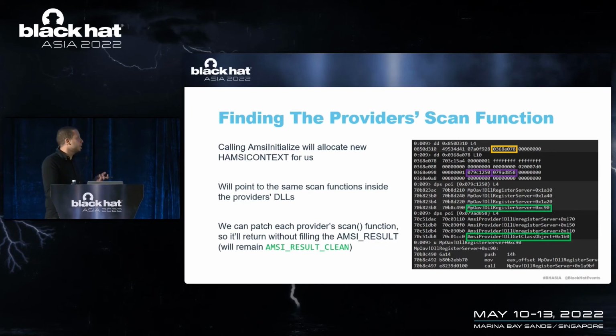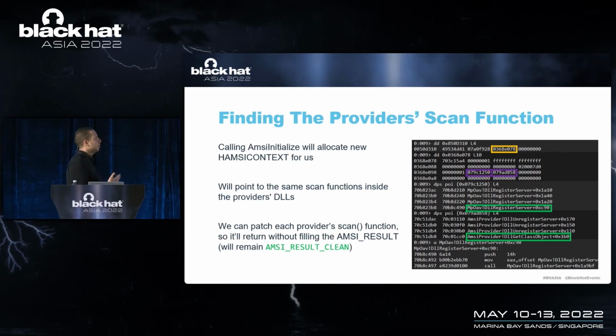We're going to call AMSI initialize, and basically this will allocate a new HAMSI context for us. This HAMSI context will hold in its third attribute the new instance of the CAMSI anti-malware class. If we corrupt anything inside this class, it will only affect scan requests that are going to be made by this specific AMSI context. So it's not so good. It won't disable AMSI because all the scan requests will probably be made with another AMSI context.